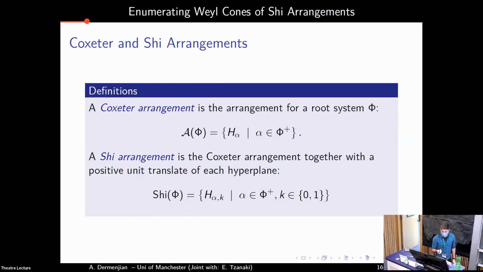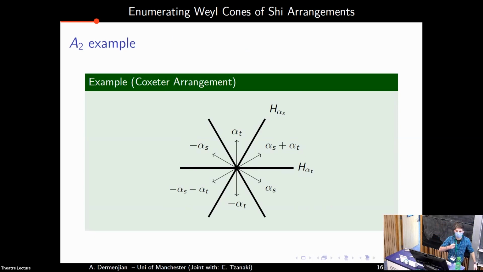One thing that you'll see, I do a lot of examples. So let's see what this looks like. Here I have a root system in the thin lines. I have 3 positive roots, 3 negative roots. This is my A2 root system, coming from the braid arrangement. And then here I have my 3 hyperplanes associated to this. So this is the Coxeter arrangement associated to A2.